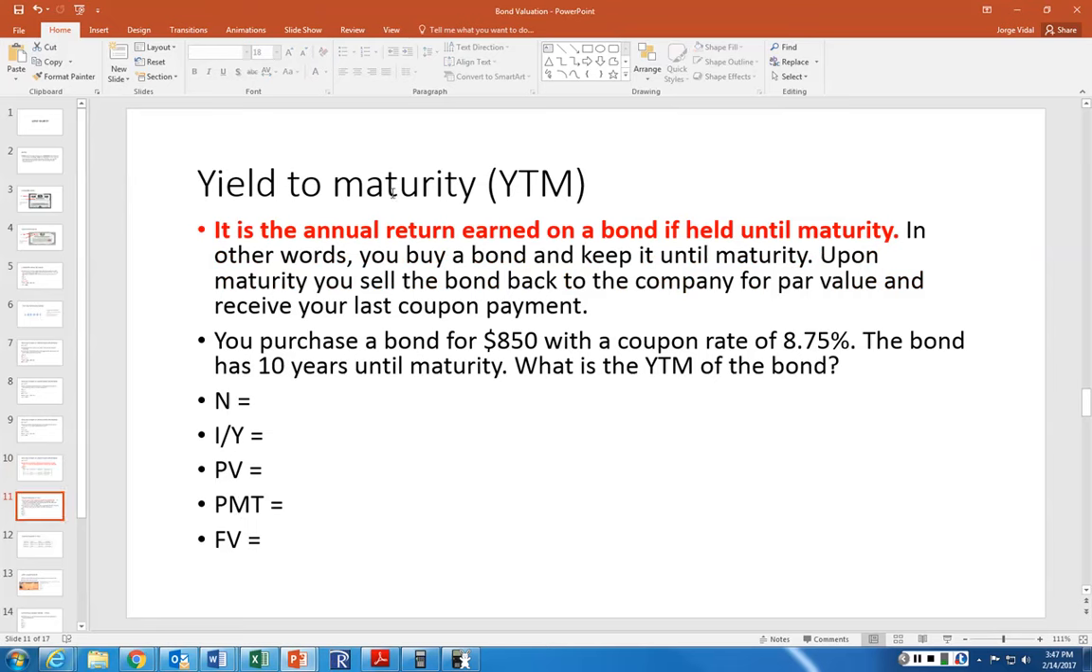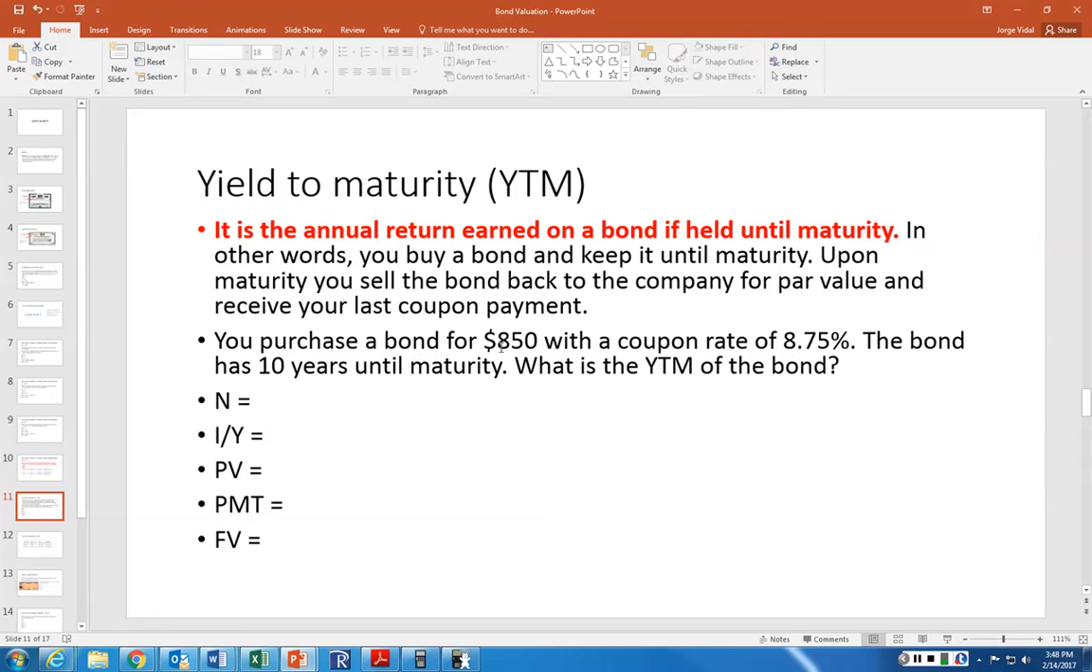Now, YTM. If you buy a bond and you hold it for the number of years until maturity, and it can be 90 days in government bonds, 90 days all the way to 30 years, and in corporate bonds it can be any number. As I mentioned in class, Disney has a 100-year bond. So if you hold it until the very, very last day, then you can calculate your annual rate of return, and we call that yield to maturity. Okay? So let's calculate that.